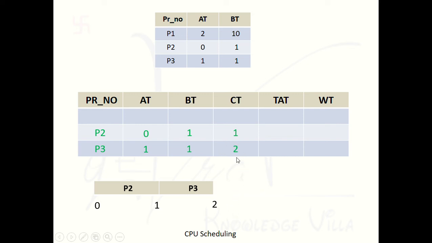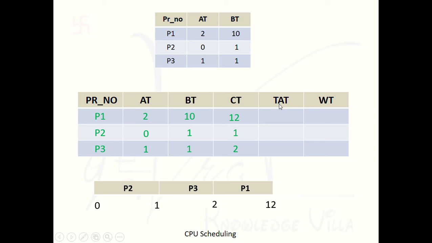Now only P1 remains. So we will check whether P1 had arrived at time unit 2. Yes, P1 definitely arrived at time unit 2. So P1 can start its execution and will execute for 10 time units. So P1 will complete its execution at 2 plus 10, which is equal to 12. So 12 becomes the completion time for process P1.